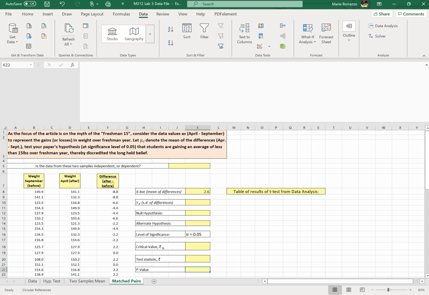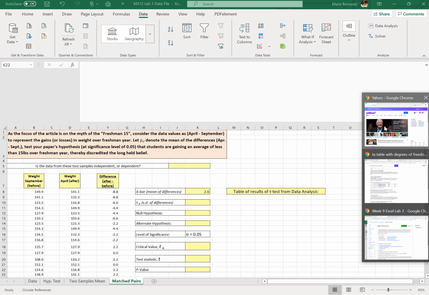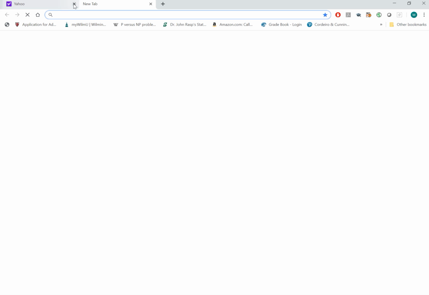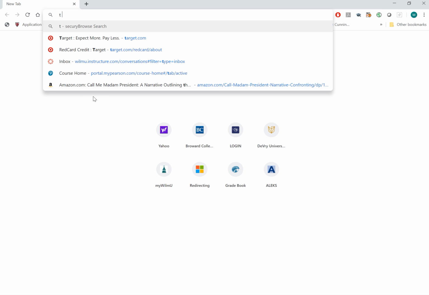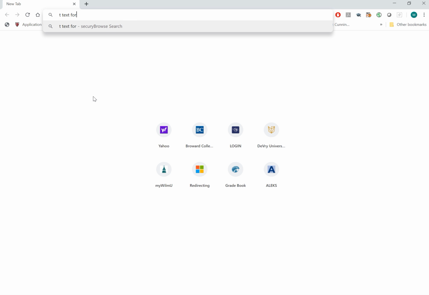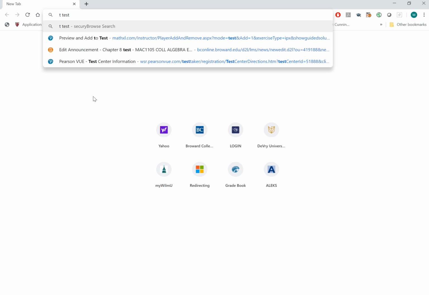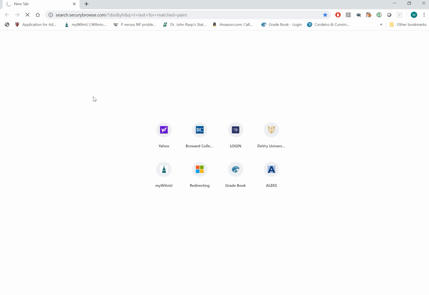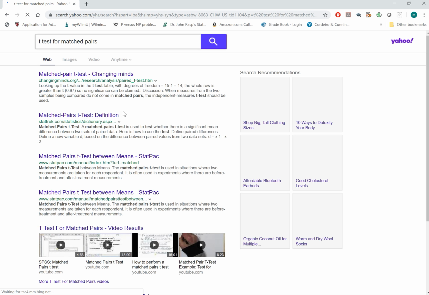Let me show you technology. Let's go to technology because there's other ways you can do this. There's other calculators you can use. So this is a t-test for matched pairs. What's really cool about this is that there's several calculators that are available online, and all you gotta do is drop the data.